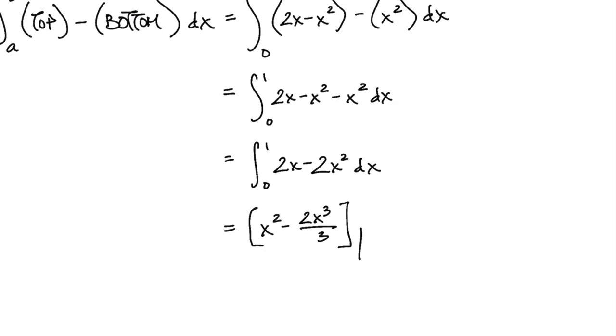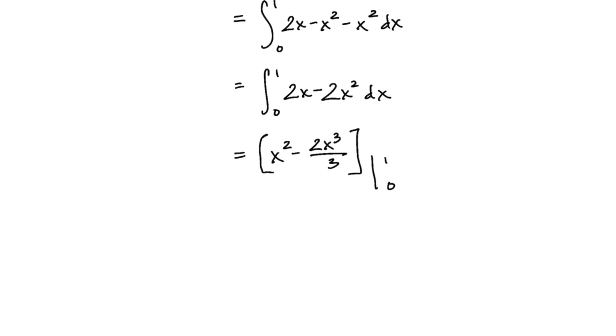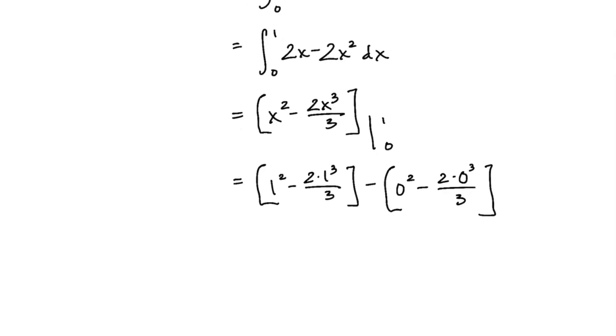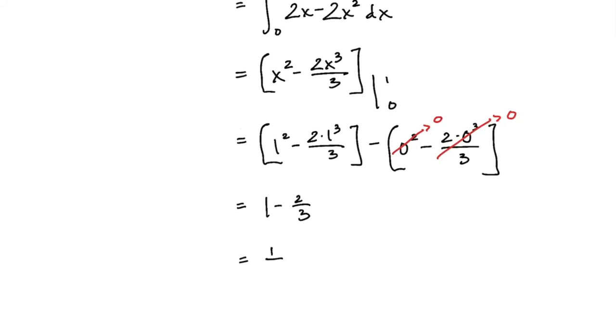We're going to draw that little vertical line, 1, put a 0. Okay, all right, let's plug in our bounds. 1 squared minus 2 times 1 cubed over 3, minus 0 squared minus 2 times 0 cubed over 3. This goes to 0, this goes to 0. So I end up with 1 minus 2/3, and we get an area of 1/3.